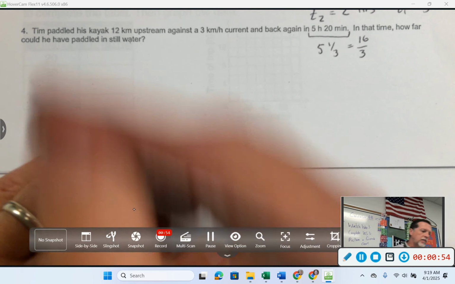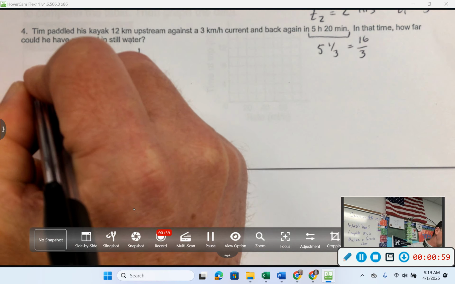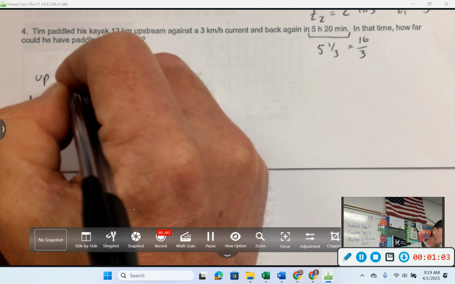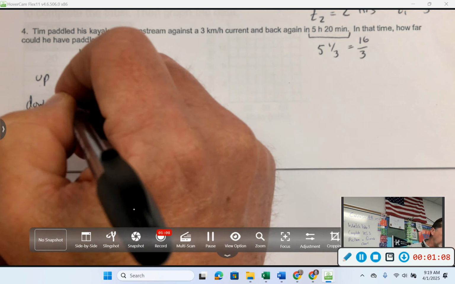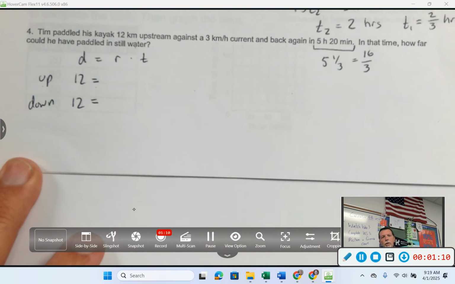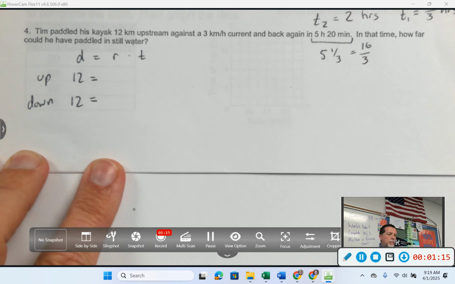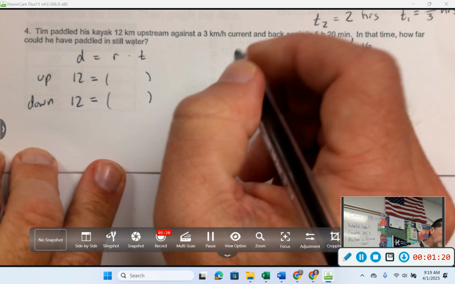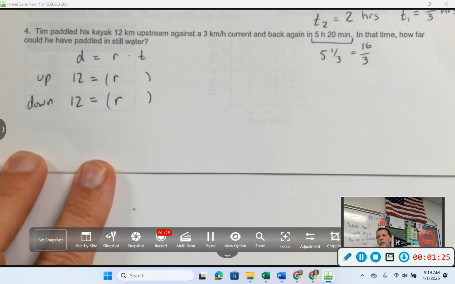Okay, definitely a distance equals rate times time problem. So we got upstream and downstream. 12 kilometers upstream, or downstream. Well, whichever, it doesn't matter. It's 12 kilometers both ways. So 12 and 12 for the upstream trip and the downstream trip. We don't know his rate. Like, that's basically what we're looking for. It's not the final answer, but that's what we need to find.